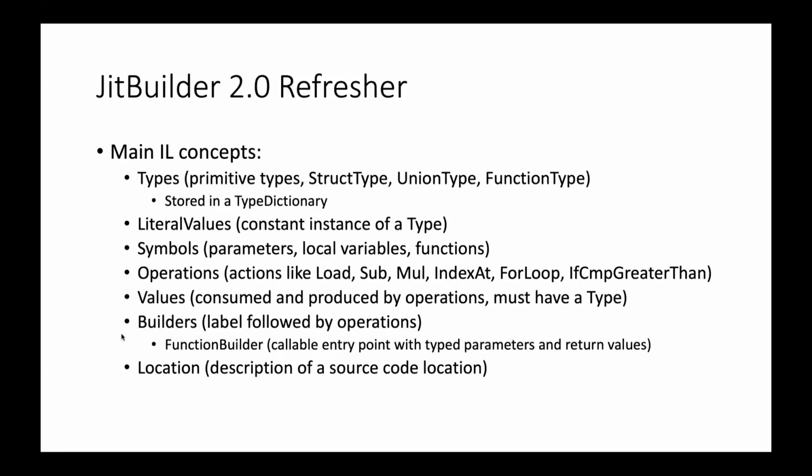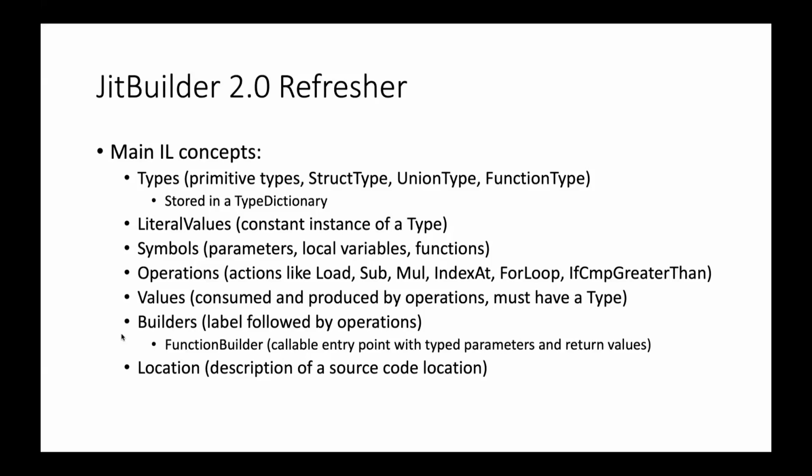Control flow, and organizing the control flow graph, if you will, of a function, is done via builders. A builder is basically a label that's followed by operations. It's not quite like a basic block, even though that definition makes it sound like it, because the operations themselves can have internal control flow. Like that for loop operation, for example, represents internal control flow over another builder object that's dictated by the values that you pass to the for loop operation. And then there's a special kind of builder called a function builder, which is essentially a callable entry point that has typed parameters and return values.